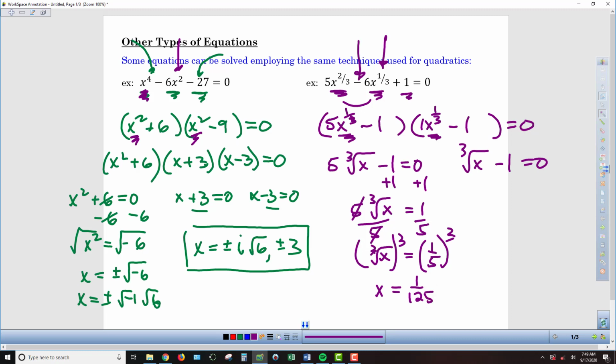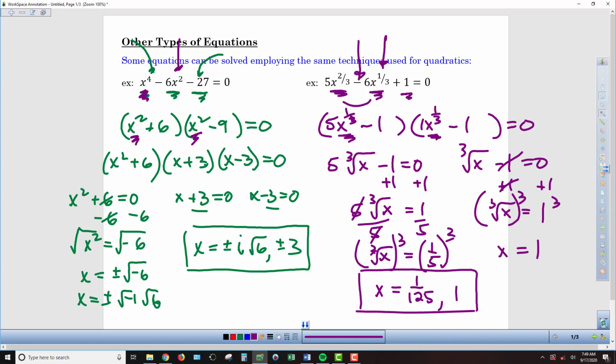And then for the second part of the problem, same idea. I'm going to isolate that cube root before cubing both sides. So I've got the cube root of x equals 1. When I cube both sides, I get x equals just 1. And so I've got my two answers to this problem.